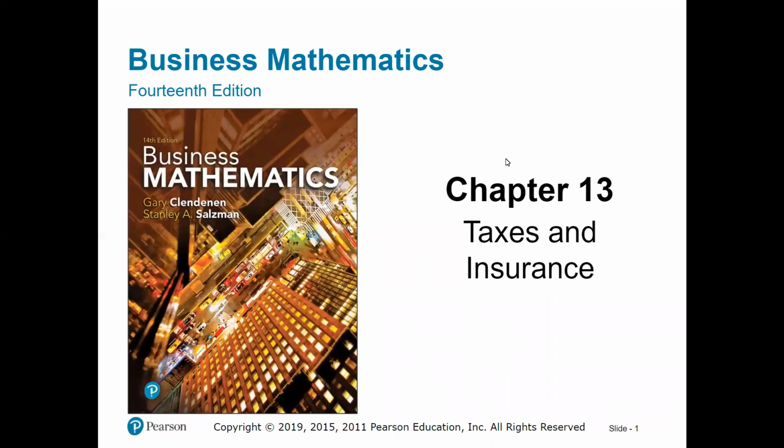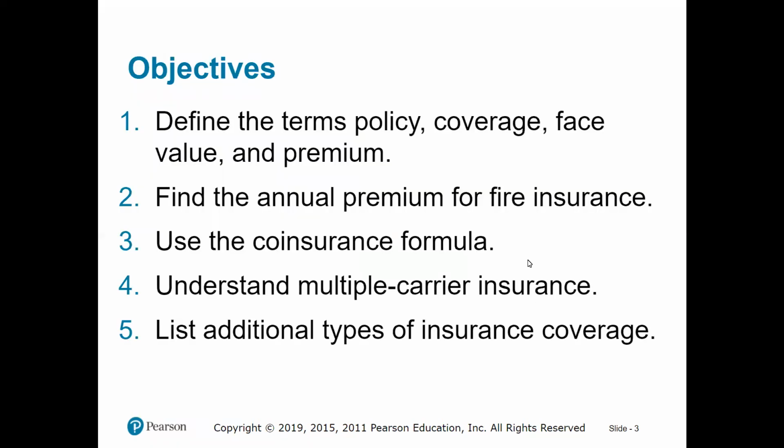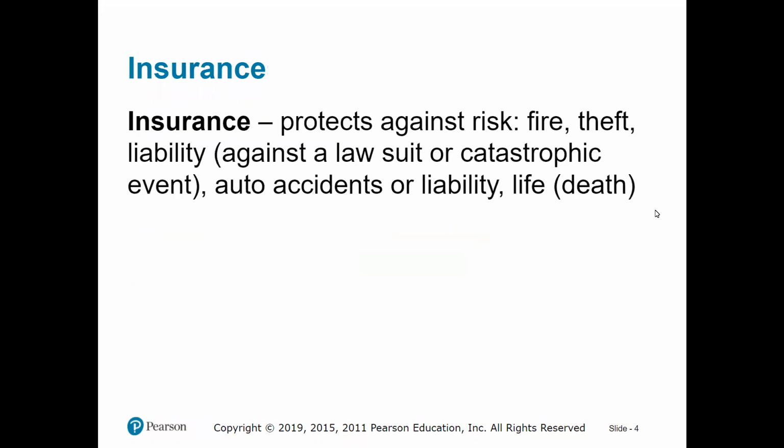Okay, we're going to wrap up chapter 13. Section 13.3 is fire insurance. We're going to define the terms policy, coverage, face value, and premiums, find the annual premium for the fire insurance, use the co-insurance formula, understand multiple carrier insurance, and list additional types of insurance coverage. All these are fairly simple to do, so I'm not expecting any trouble for this section. But of course, if you do have any trouble, please make sure that you email me.